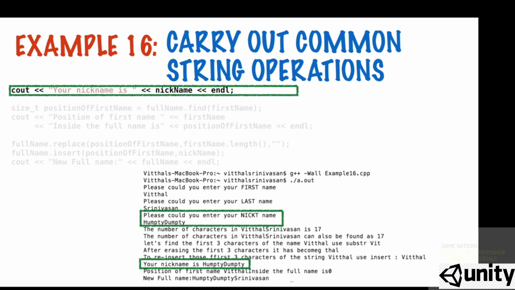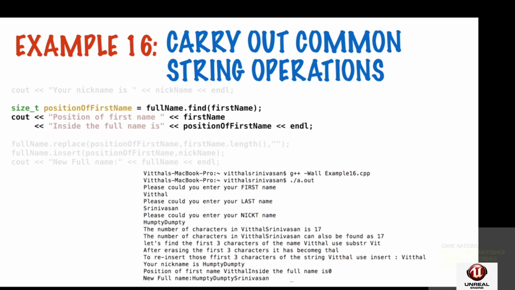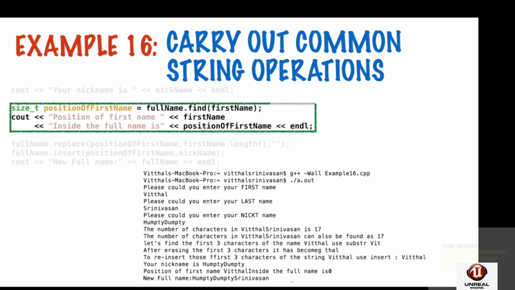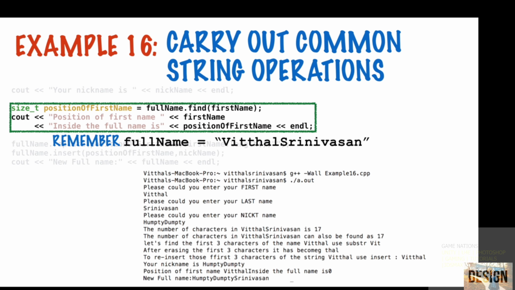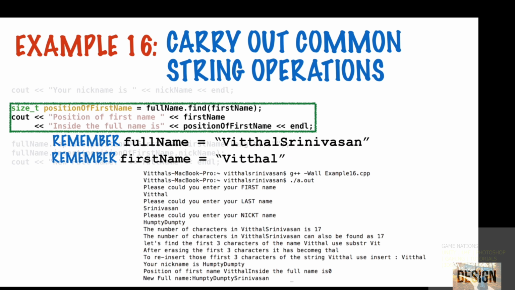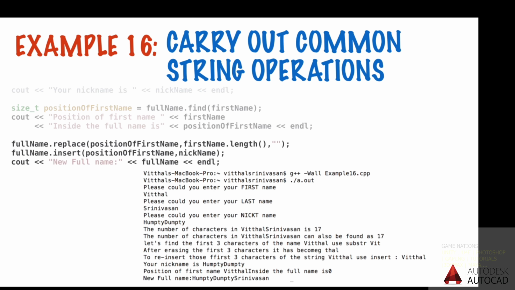Next up, since we want to replace the first name with the nickname, we've got to find the position of the first name inside the full name. We do this using the find method on the full name object. Remember that the full name was merely the concatenation of my first name and my last name. In other words, the first substring of the full name was just going to be my first name. And that's what we want to replace with the nickname.